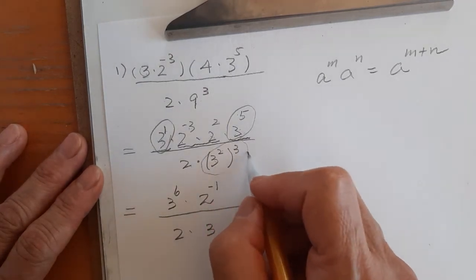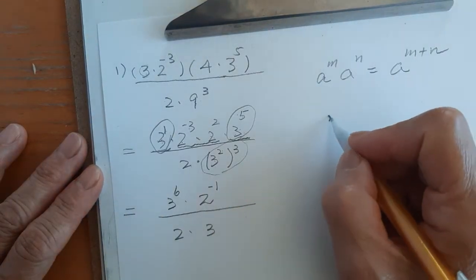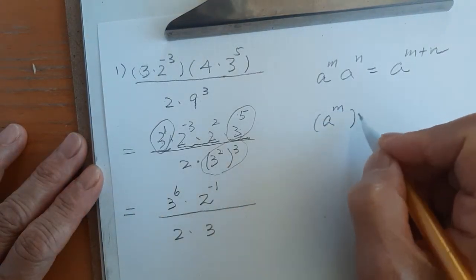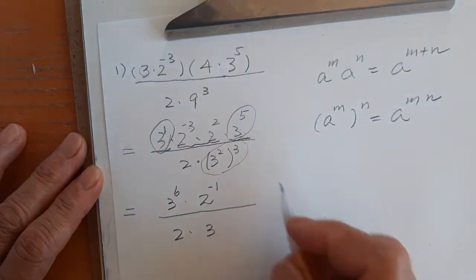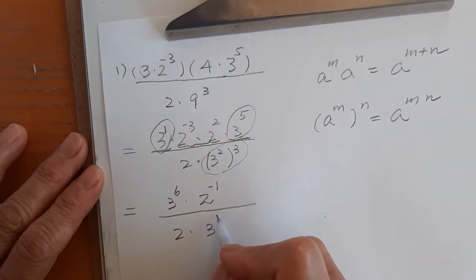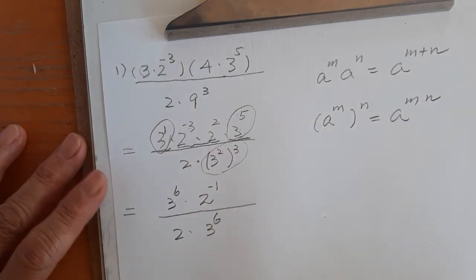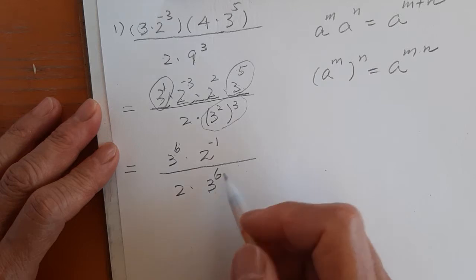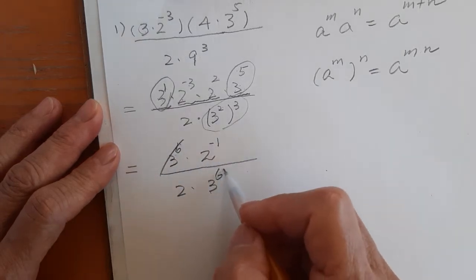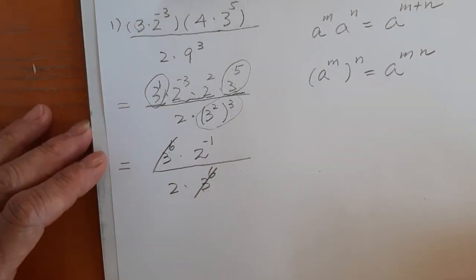And this one, use the power rule: a to the power m to the power n equals a to the power m times n. So 2 times 3 is 6. And since 3 to the power 6 over 3 to the power 6 cancels, dividing equals 1.